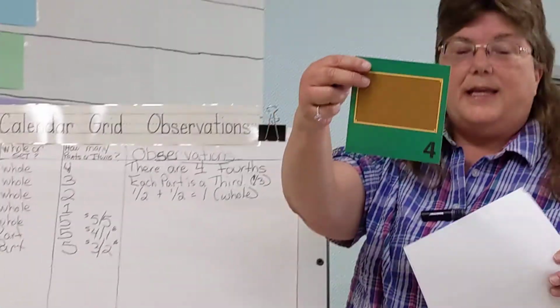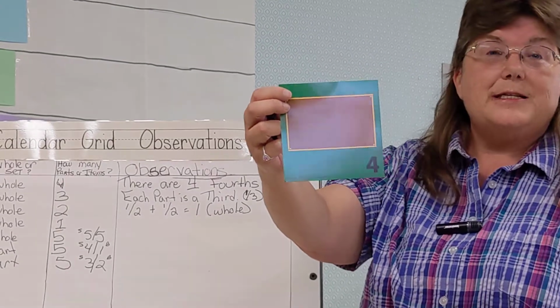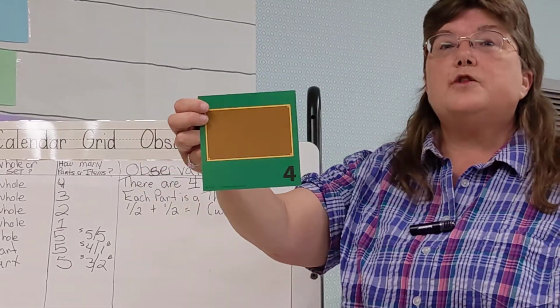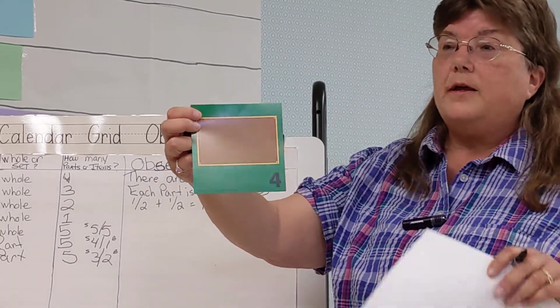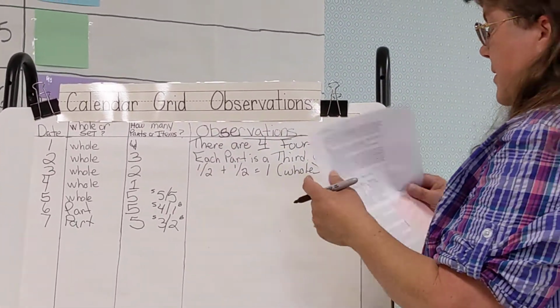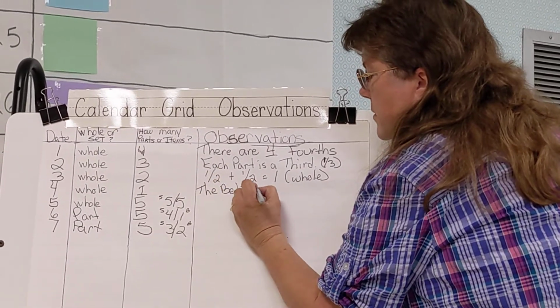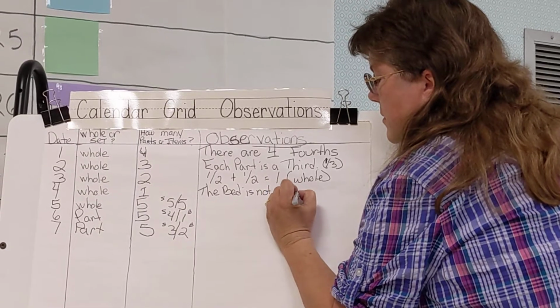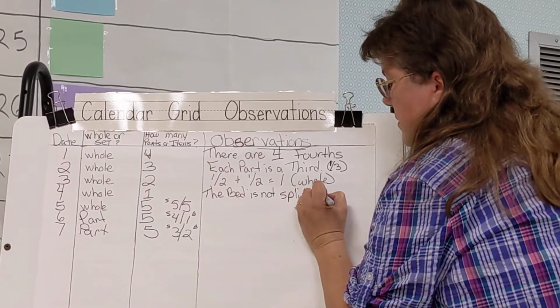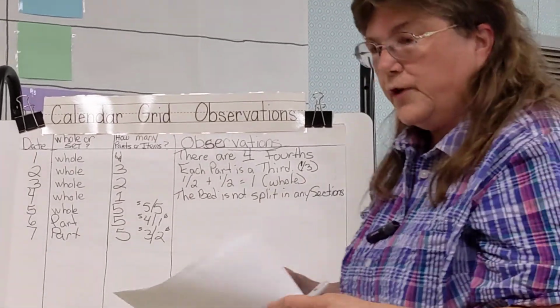Number 4 is not divided into any sections at all. So the observation on this one is the bed is not split at all. And do you guys remember these are the view of the raised bed that Raphael and his dad made? So this one says the bed is not split. Okay, so we've got our first 4 done. Let me see if there's any other questions.